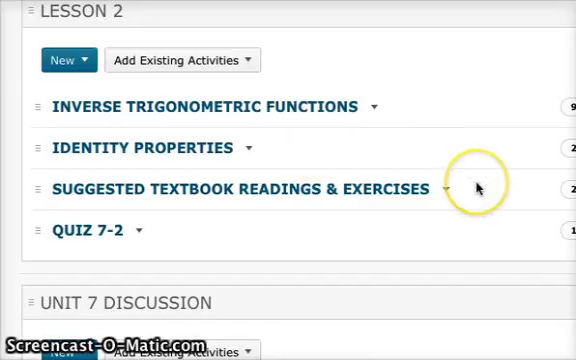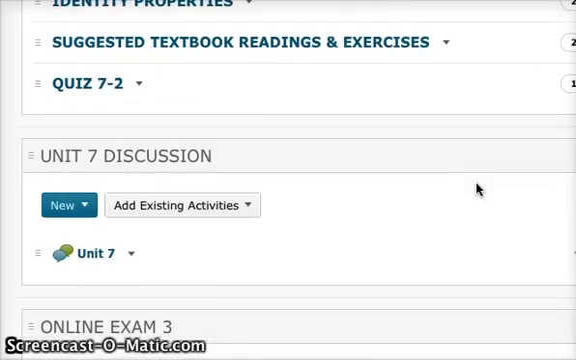Identities. I got a video about that. Again, more textbook information. So here you have your Unit 7 discussion. Please be mindful that I put several videos in there that should help you. And then you have exam 3. So be mindful of getting ready for exam 3 by doing well on 7.1 and 7.2.